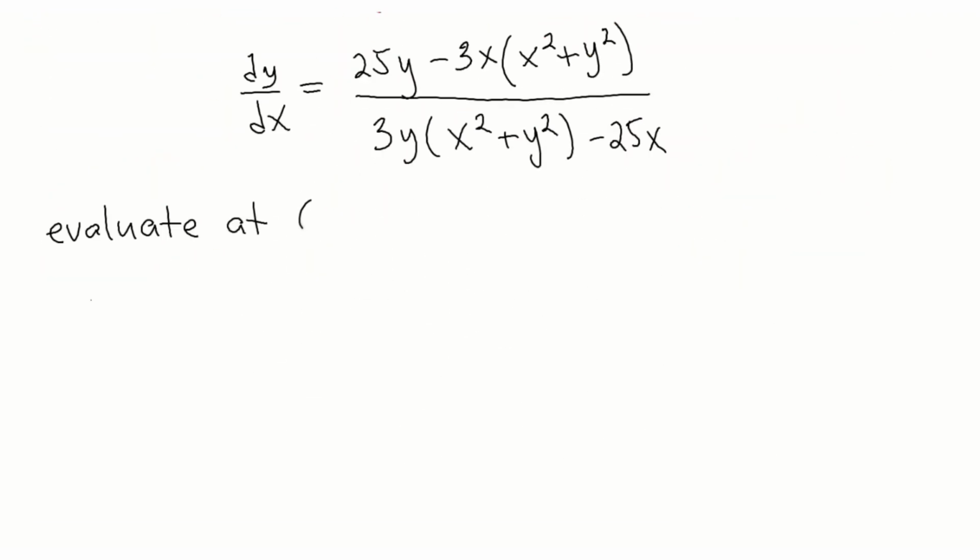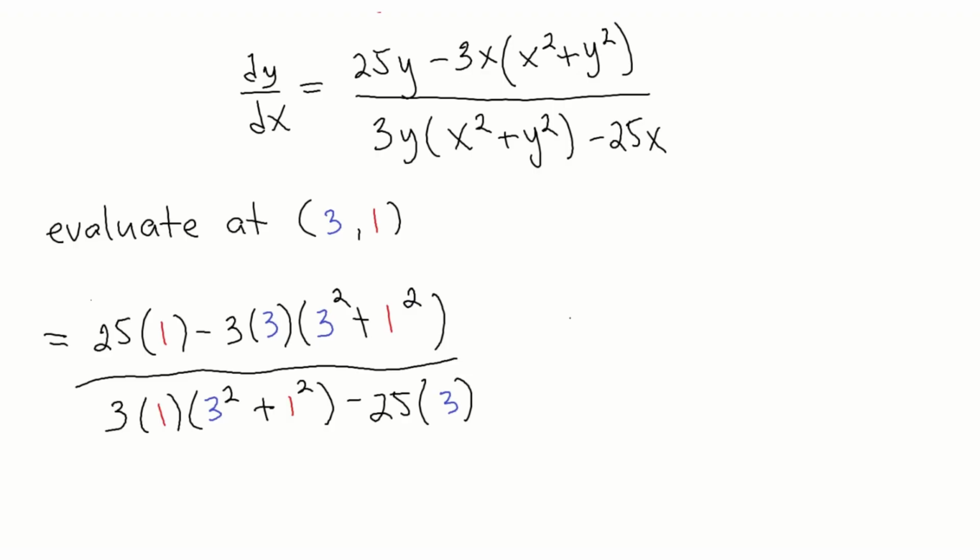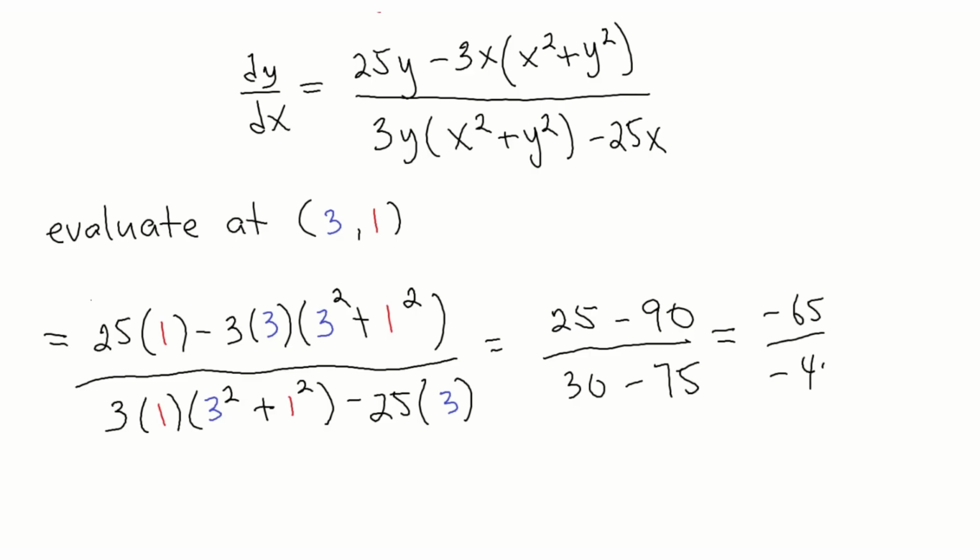And finally, we can evaluate the slope at the given point, (3, 1). Plug in 3 where you see x, and plug in 1 where you see y. So the slope of the tangent line at point (3, 1) is 13 over 9.